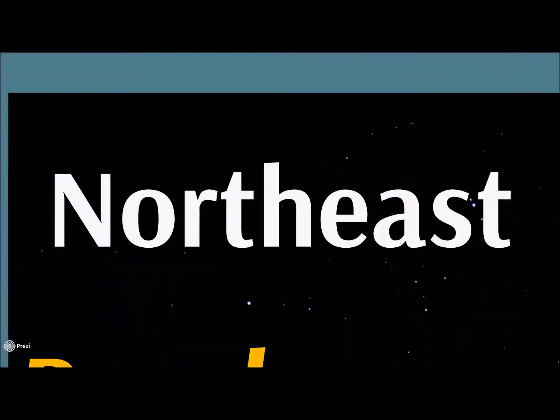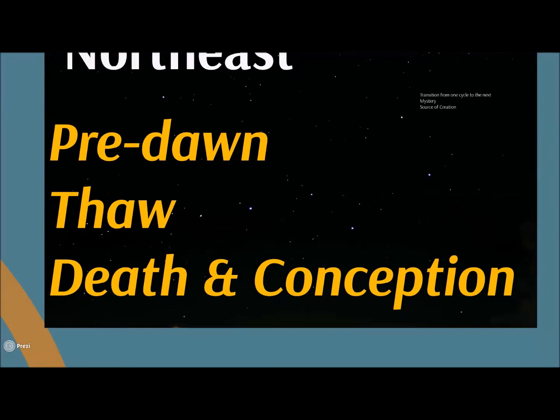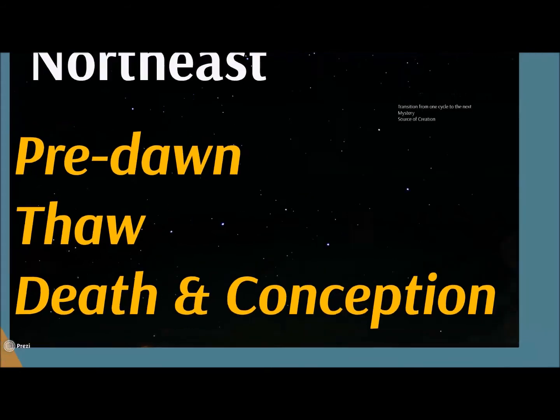And finally, the northeast, which is pre-dawn. For the seasons, it's the time of thaw, and in the human life cycle, it represents death, but it's also that time of conception. So because this cycle is a cycle, it's a circle, there's no beginning, no end, the death and conception go together. It's that time of spark, where a bit of a mystery, very much a connection to spirit and the source of creation.